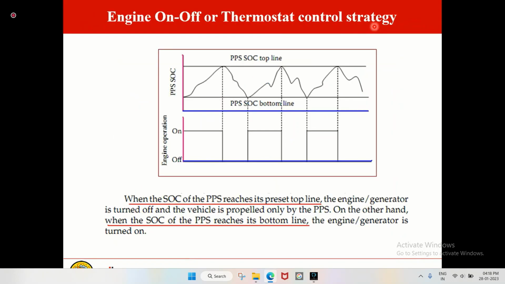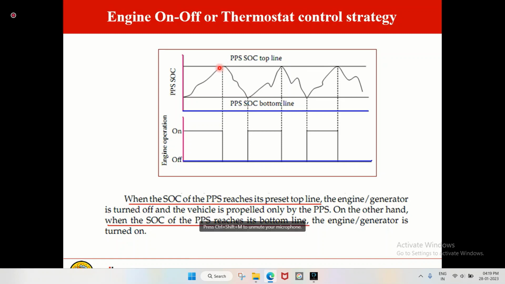There could be complicated control strategies, and there could be very simple control strategies as well. For example, here, as has been shown, this is the engine on-off control strategy. So what is the idea here? The idea here is you switch off the engine and consume the energy that has been stored in the battery, right? But when the battery reaches its lowermost threshold, then you switch on the engine, and then you charge the battery.